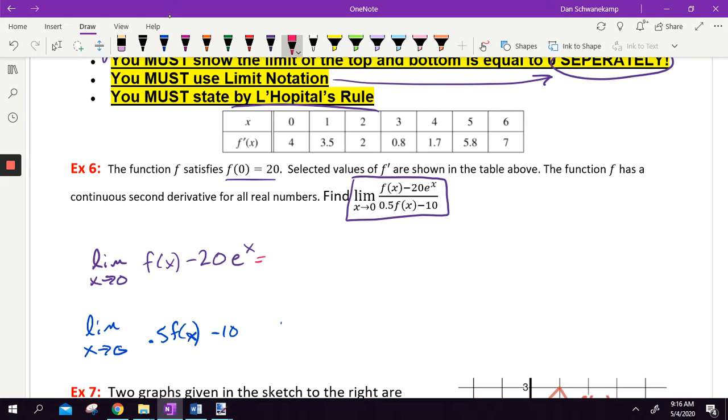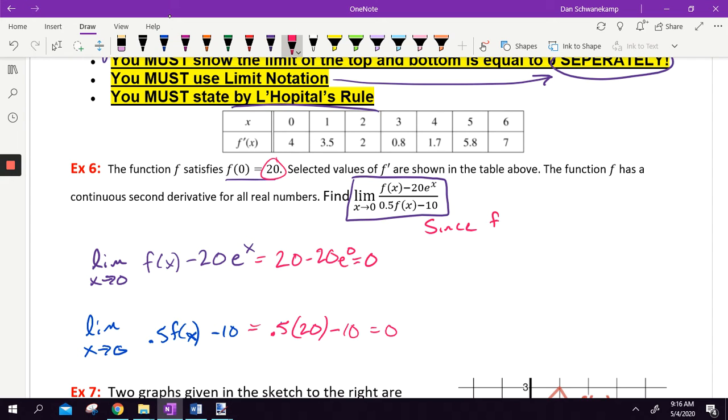All right, so f of 0, that's 20, minus, I'm sorry, minus 20 e to the 0. Guess what? That gets me 0. Now I'm plugging in 0 here. So this is 0.5 times 20, because that's what f of 0 is, minus 10. Guess what? That also gets me 0. So I got 0 over 0. So I'm going to say this.